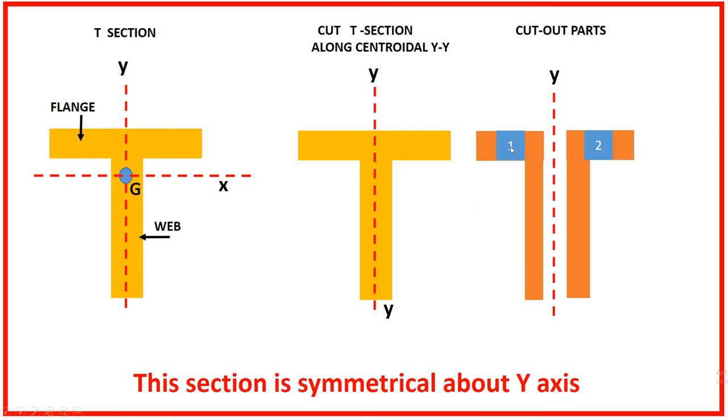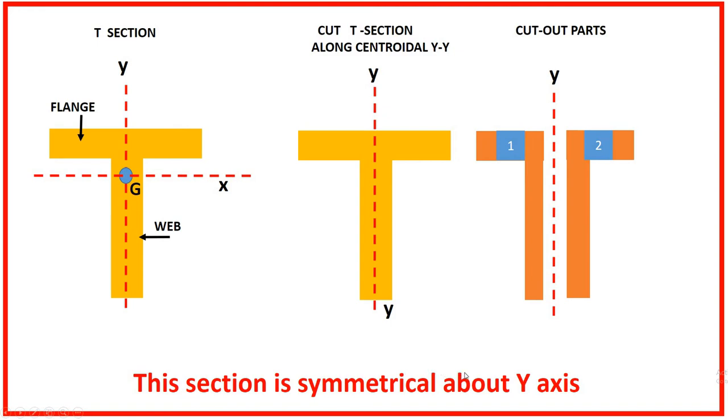Now the resultant section is this, the cutout parts. This is part 1 and this is part 2. Now tell me, are these two parts mirror image of each other? Yes or no? Yes, they are mirror image of each other. So this section is symmetrical about y-axis.